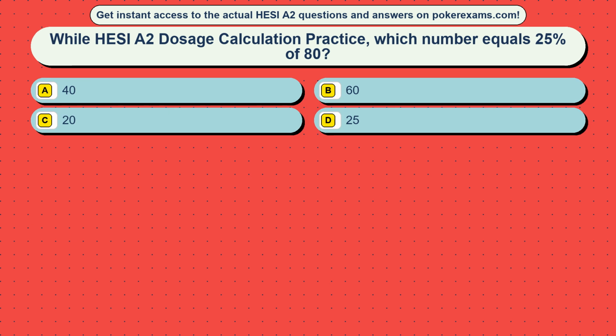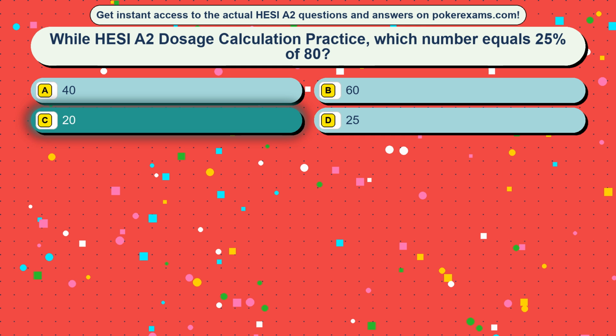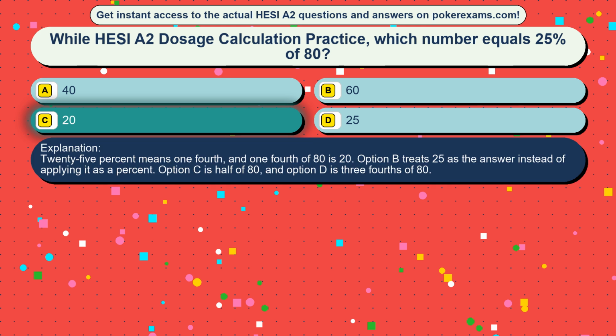Question 47. While HESI A2 dosage calculation practice, which number equals 25% of 80? Option A, 40. Option B, 60. Option C, 20. Option D, 25. The correct answer is option C, 20. 25% means 1/4, and 1/4 of 80 is 20. Option D treats 25 as the answer instead of applying it as a percent. Option A is half of 80, and option B is 3/4 of 80.